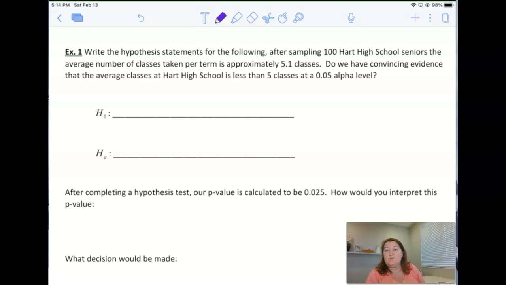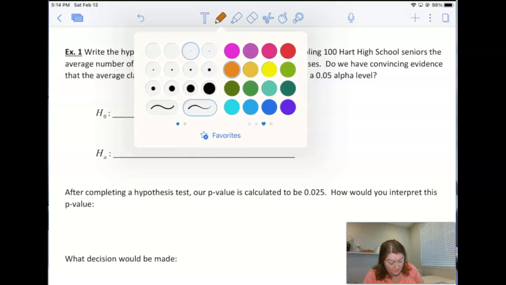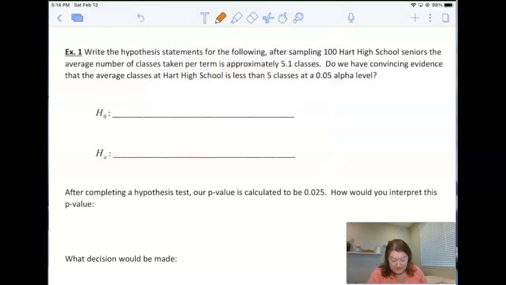So the first one says write a hypothesis statement for the following. After sampling 100 Hart High School seniors, the average number of classes taken per term is approximately 5.1 classes, right? So this is our sampling amount. Do we have convincing evidence that the average class load at Hart High School is less than 5 classes? And then here's our alpha level. All right, so this is not a proportion problem, this is a means problem.